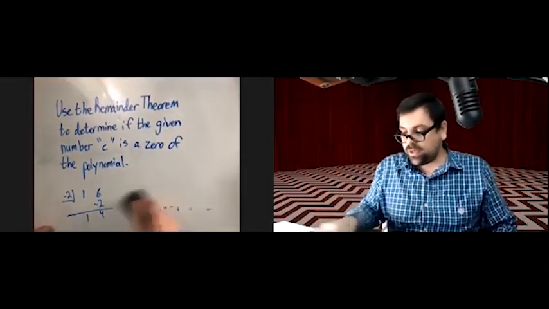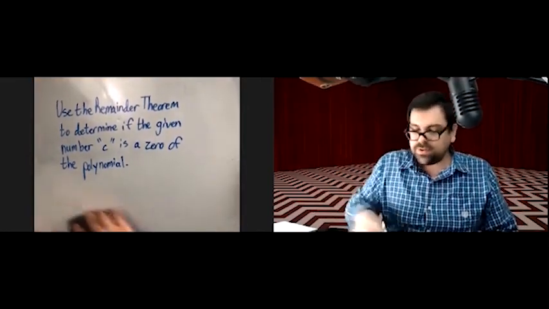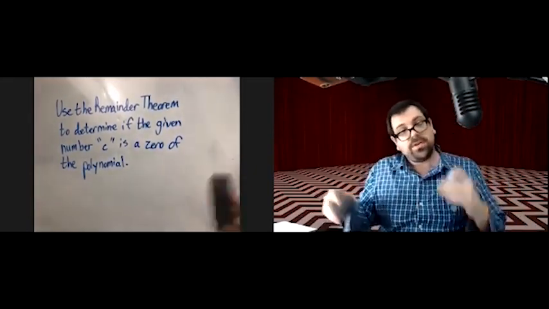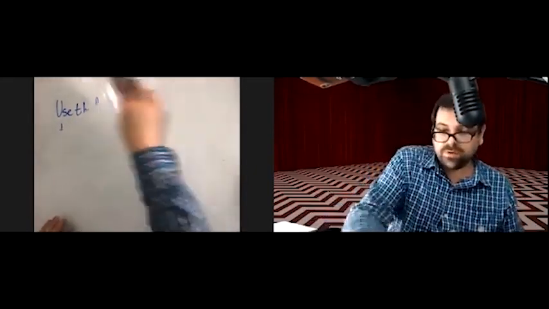So we're going to look at some polynomials. We're going to check and see if we get a remainder of 0. And if so, that number will be a 0. So that's going to be our new usage of the remainder theorem.